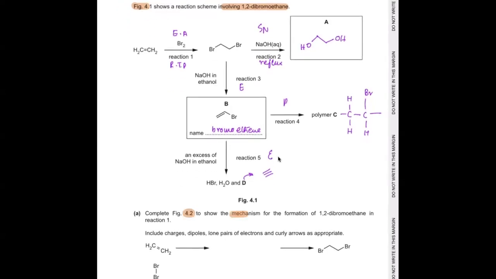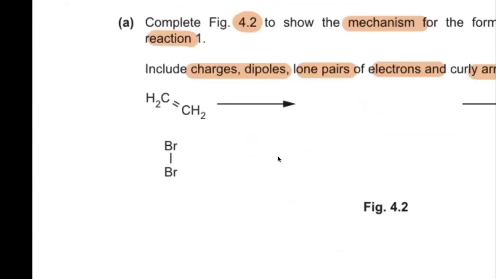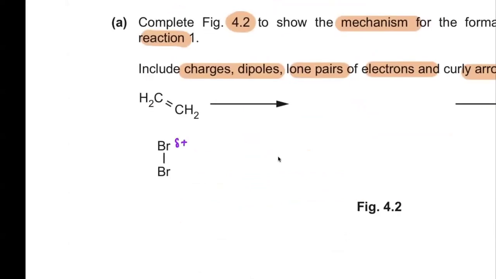Complete figure 4.2 to show the mechanism for the formation of 1,2-dibromoethane in reaction 1. Include charges, dipoles, lone pairs of electrons, and the curly arrows as appropriate. So see, it's an addition reaction, right? Electrophilic addition reaction. If you recall, this bromine gets a partial positive charge, this bromine gets a partial negative charge. Then from this pi bond, there is a curly arrow over here, and a curly arrow from this bond to this bromine.